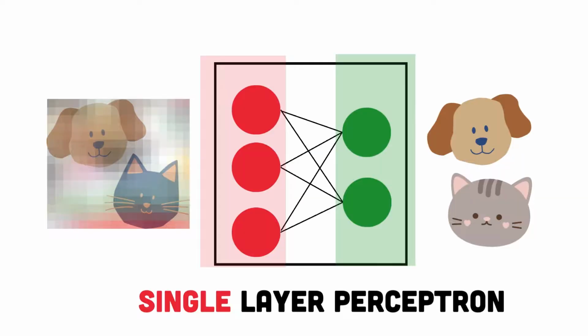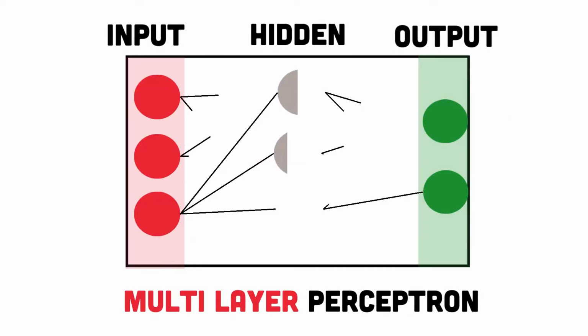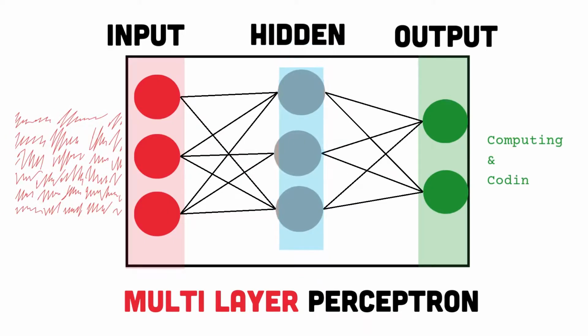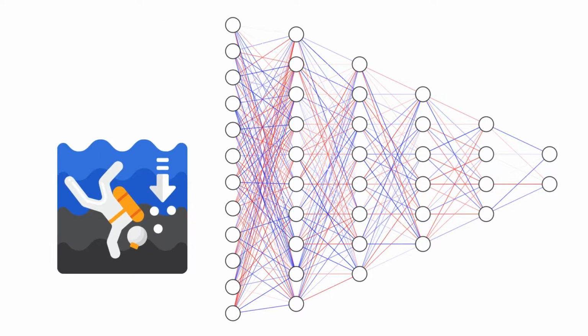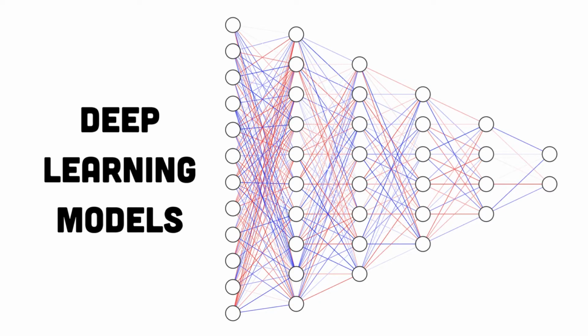Let's talk about types of perceptron. So far, we have been talking about single-layer perceptron that has only one input layer and one output, and no hidden layers, which limits its ability to learn complex patterns. In contrast, multilayer perceptrons introduce hidden layers, allowing them to solve more complex tasks, like recognizing handwriting or detecting objects in images. They form the foundation of what we now call deep learning. More hidden layers in a neural network generally mean that the network is deeper, which is why such networks are referred to as deep learning models.